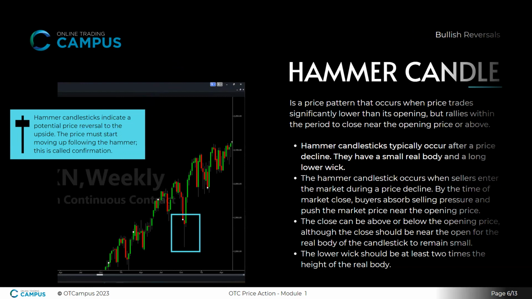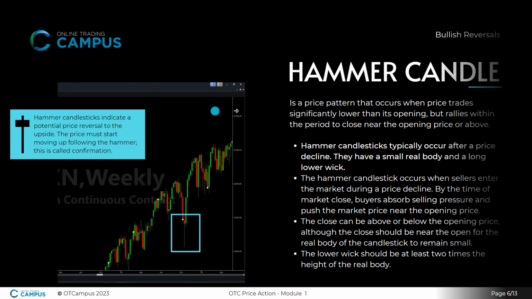If we see a hammer candle, then we want to buy the hammer candle. The price must start moving up following the hammer. This is called confirmation. That's also part of it. If we see price is trading above our hammer candle, this is our confirmation. Sometimes necessary to anticipate.